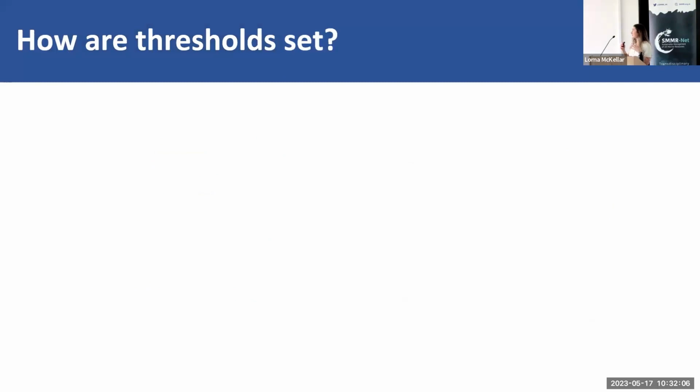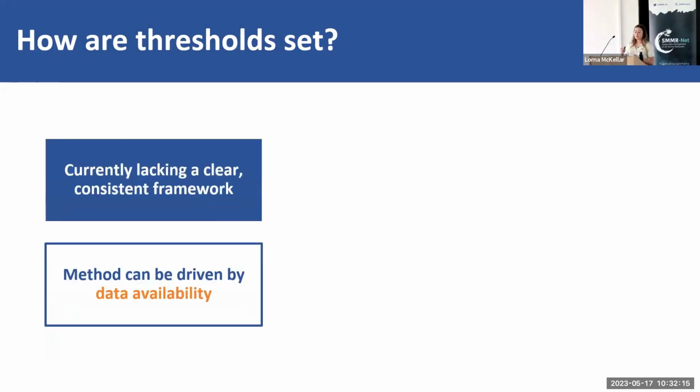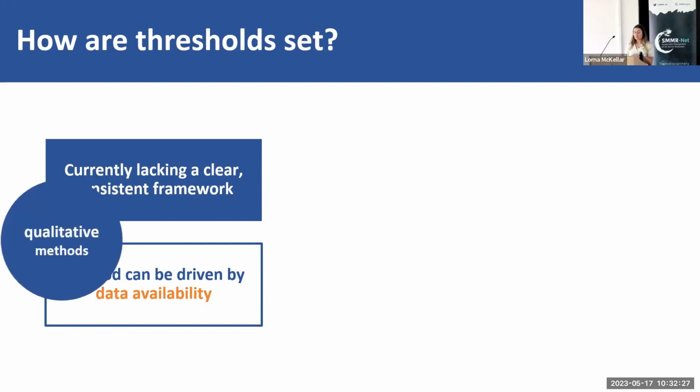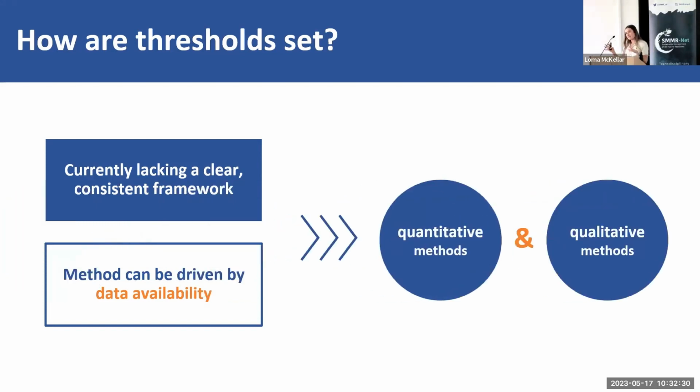So I'm just going to briefly go over some of the methods that are being used to set them. And as I started this project and was going through some of the policy and the literature, what I found was that there wasn't really a clear, consistent framework being used across different areas. And often the method that was actually chosen was driven by the amount of data that was available. So there were quantitative methods being used, but qualitative methods as well. And I'm hoping that my project's going to look at both of these different methods. But today I'm going to focus on the quantitative ones because that's where I'm starting out.